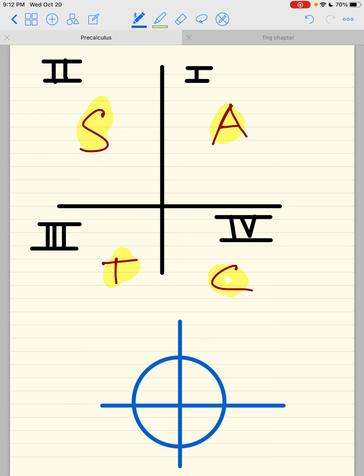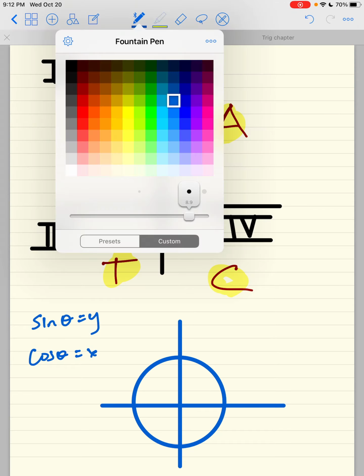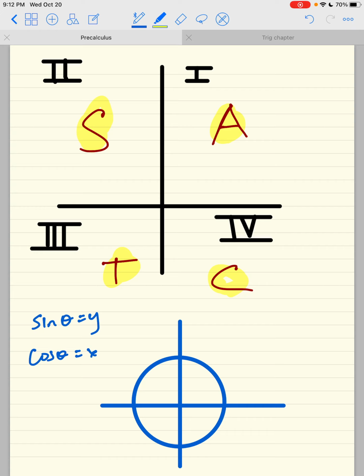Sine is y and cosine is x. In this quadrant, quadrant 1, what's positive? X and y, they're both positive, right? You go 1 over, 1 up, 5 over, 10 up, 17 over, 19 up. X and y is always positive, which means both sine and cosine.